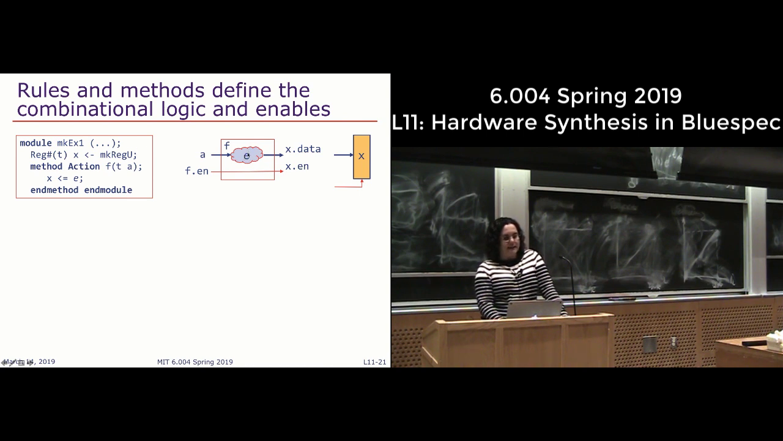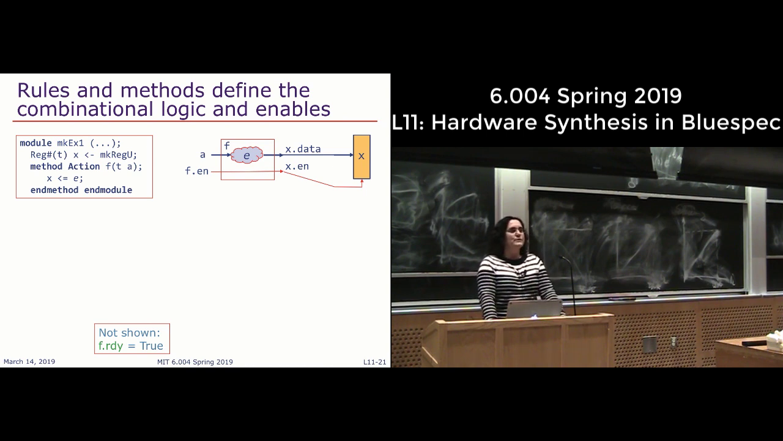It's going to feed that into the E expression, and that's going to produce some output data. That's what we'll call x.data. Now, when my F method is enabled, then I'm going to pass that enable directly to the enable of my X register. So I'm going to take these two things that I produced and directly pass them as the data and the enable of my X register. Okay, so that case is relatively simple.